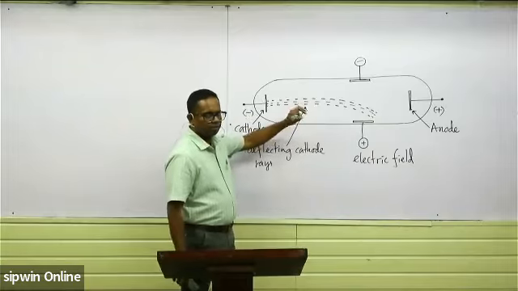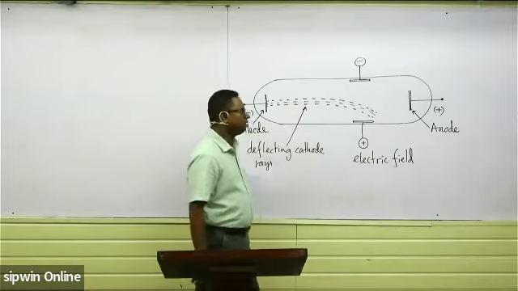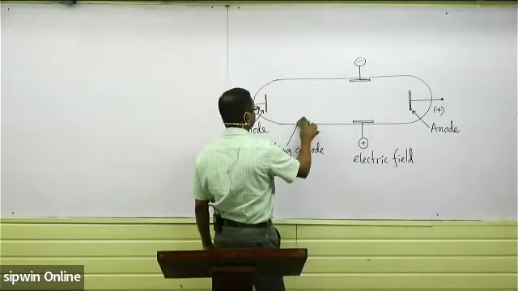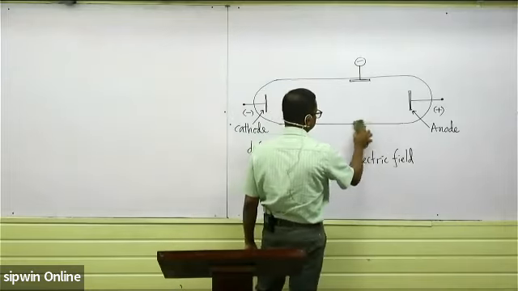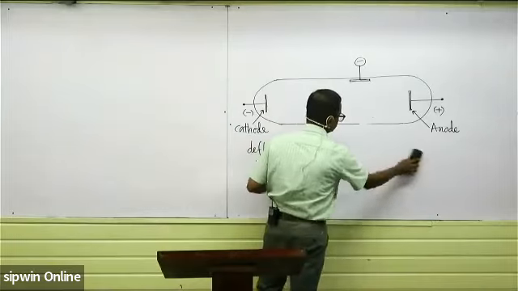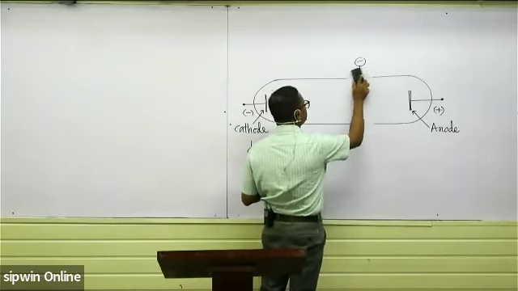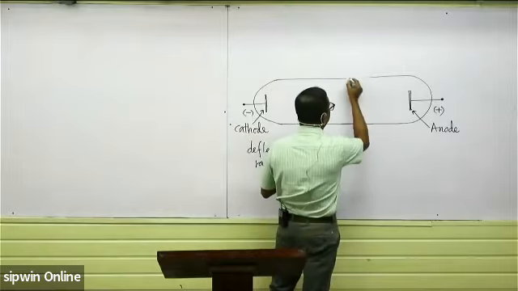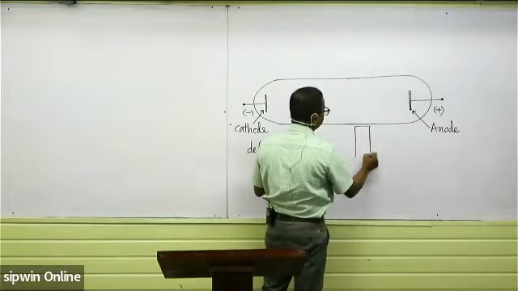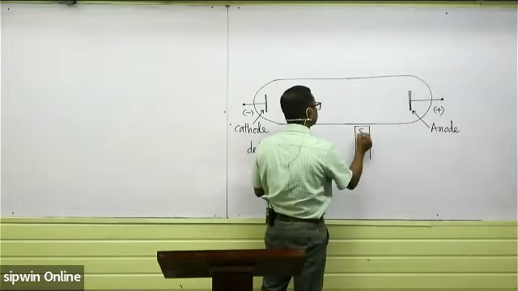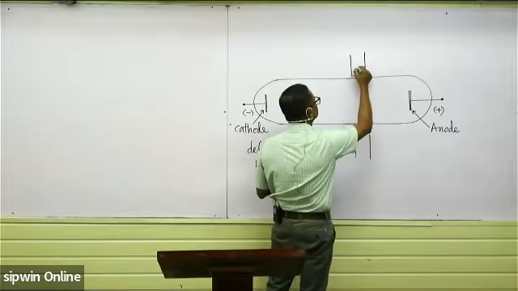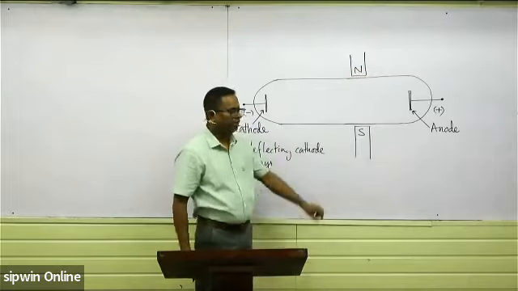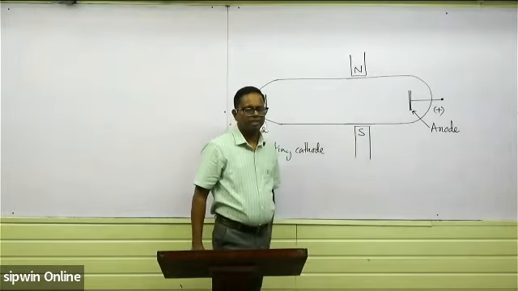Now in the second experiment they did this: instead of the electric field here, they placed a magnetic field. Instead of the electric field, a magnetic field. Imagine it is like this. Magnetic field. Right. So they produce a magnetic field here and then prepare the cathode rays.